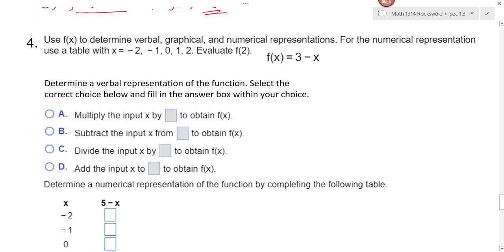So there's 4 choices to choose from for the verbal representation for this function. I'm not going to read them all to you, but you read them and tell me which one you think should be the right answer. Do we multiply x by a number? Do we subtract the input of x from a number? Do we divide the input of x by a number? Or do we add the input of x? We subtract. So our answer is going to be this one right here. We subtract x from what? That's what goes right here. This says in words what this says in symbols.